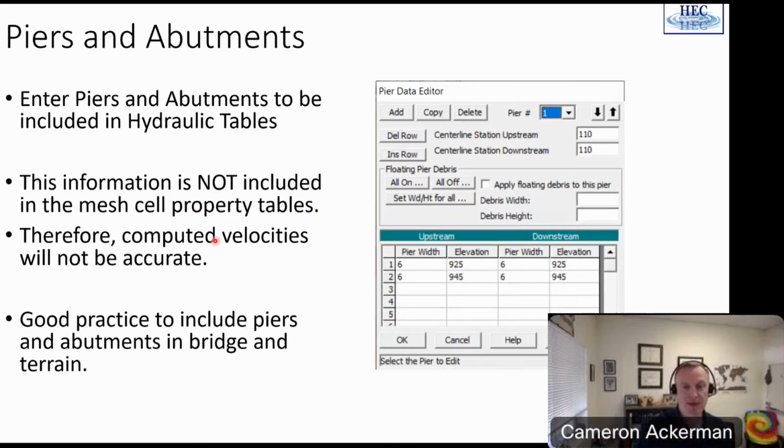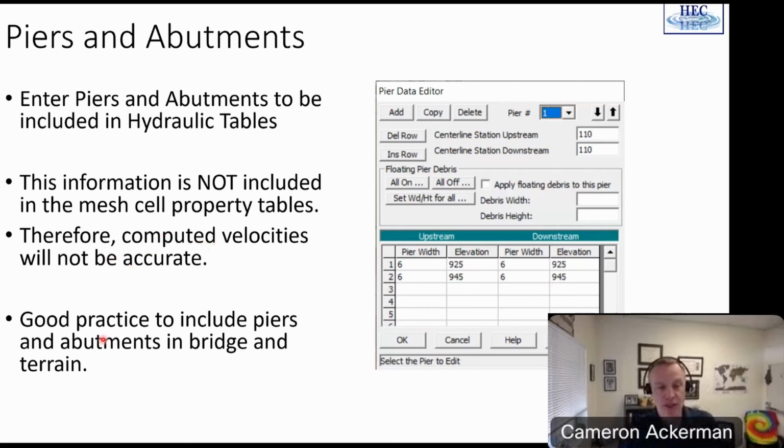That brings up the main limitation of using this process: because we don't have that information in the detailed cell property tables, and it's not in the terrain, we won't be able to compute detailed velocities through the bridge. So if you have piers and they're going to greatly affect what the velocities are through there, you'll not be able to see those. And I'll demonstrate that near the end of the presentation.